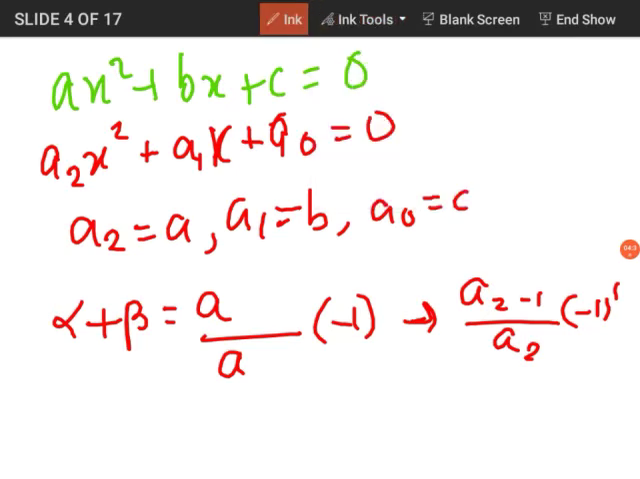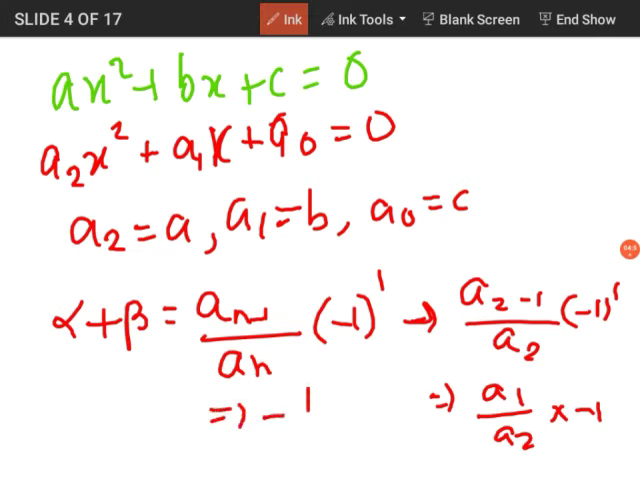We have taken the sum of roots taken one at a time, so this will be n minus 1, this will be n, then here will be 1, so this comes out to be a1 upon a2 multiplied by minus 1. Now a1 was our b, so minus of b, and a2 was our a, so from here we are getting minus b upon a.